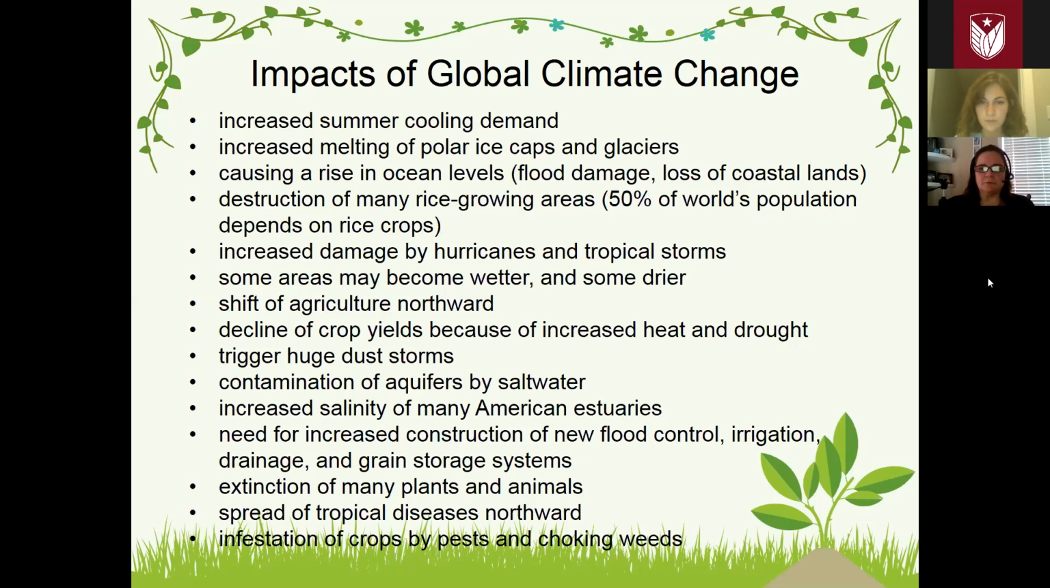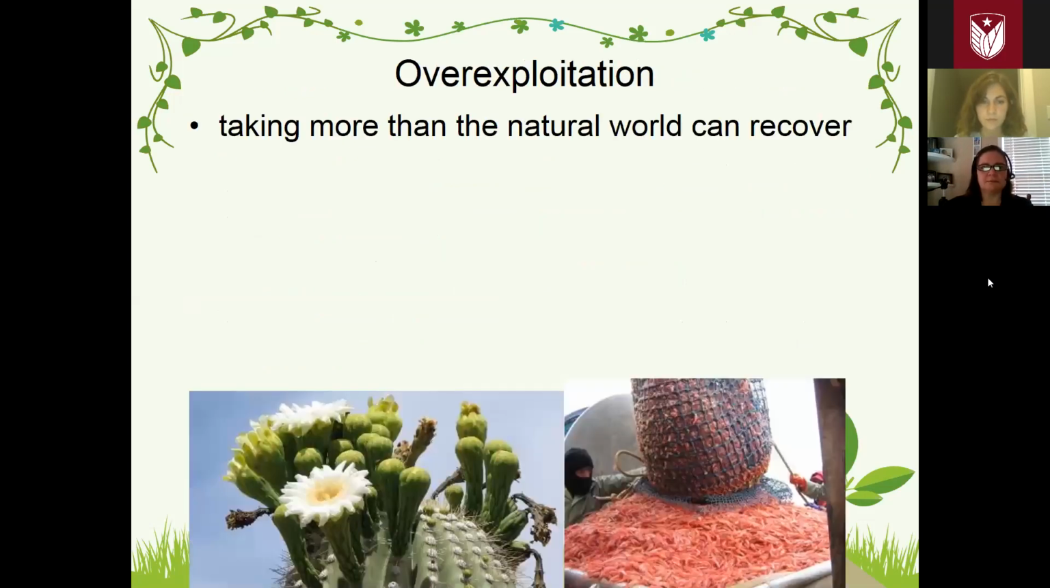So I won't read through that entire list. Another threat is overexploitation, which is simply taking more from nature than the natural world can recover. Cactuses are one example. If you didn't know, most cacti are endangered. The cactus family only grows in the New World, and they are threatened because people like to grow them in their yards and houses and things like that. So if you buy cactus, you might want to find out where they grew those.